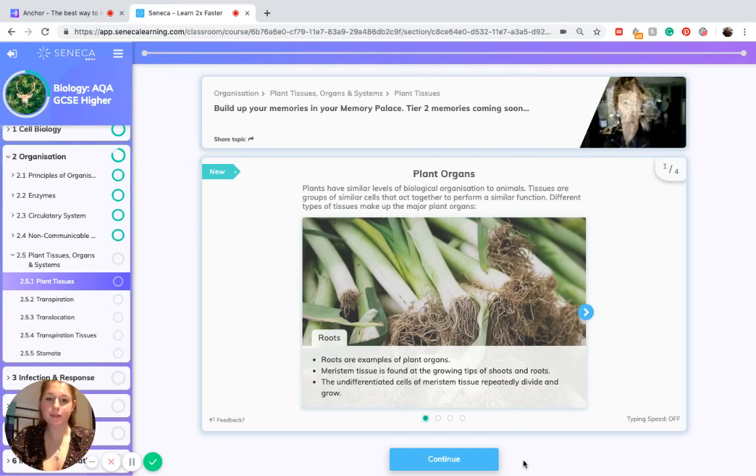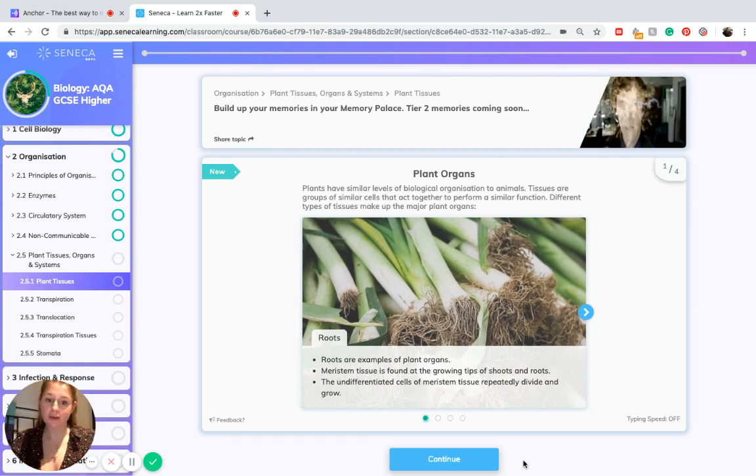Plants have similar levels of biological organisation to animals. Tissues are groups of similar cells that act together to perform a similar function. Different types of tissues make up the major plant organs. Roots are examples of plant organs.